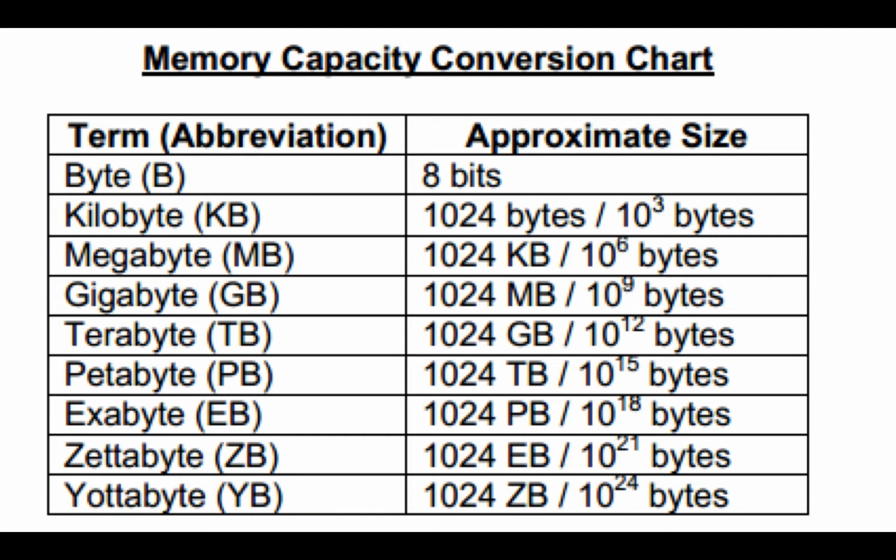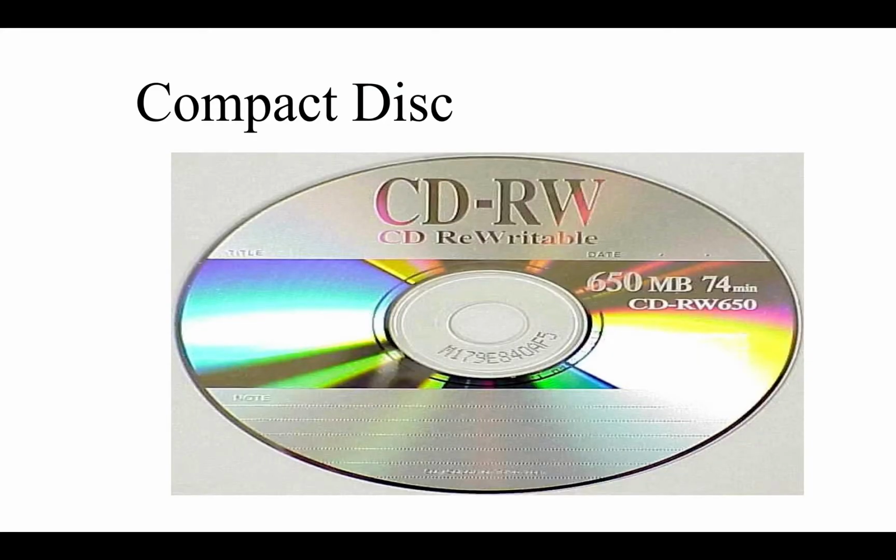Then students, 1024 bytes equal 1 KB. 1024 KB equal 1 MB. 1024 MB equal 1 GB. In the same way, it moves ahead. And 1024 ZB, zettabytes, equal 1 yottabyte. Okay, I think now the memory capacity conversion chart is clear to you.